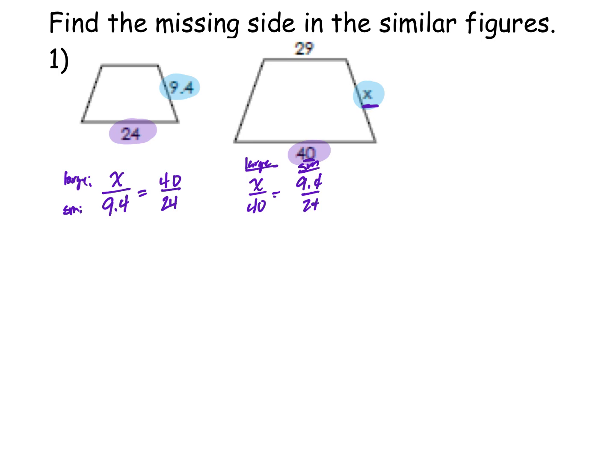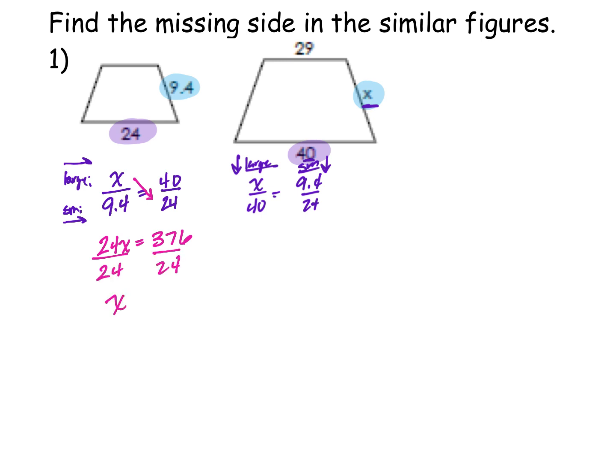Did that make sense to everybody? Okay, so notice that everything to do with my large trapezoid is here, everything to do with my small trapezoid is here, same thing here. My large ones are here and my small ones are here. So make sure you line it up. And now all you have to do is what we did yesterday and the day before, cross multiply and divide. So I've got, let's see, X times 24 is 24X equals 9.4 times 40, 376. And then I'm going to divide by 24.